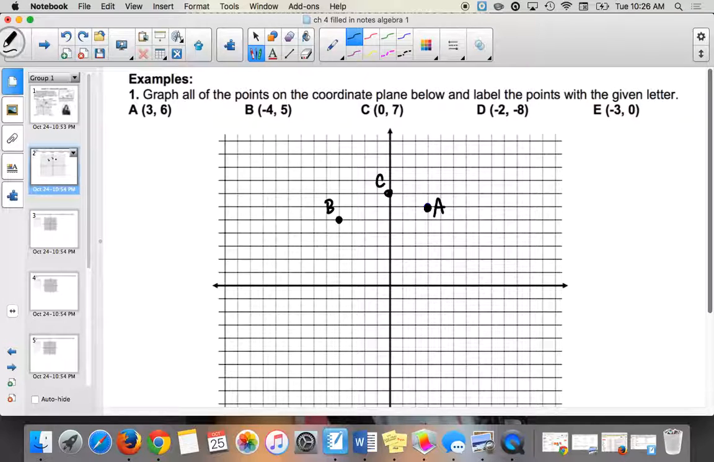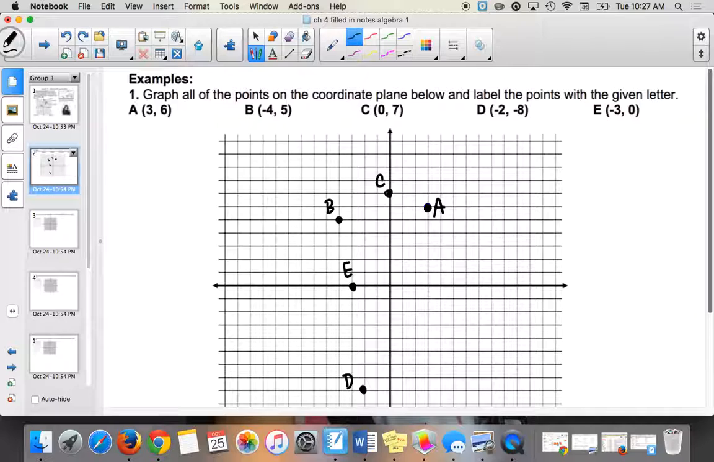All right, D is going to be negative 2, negative 8. Negative 2, and then down 1, 2, 3, 4, 5, 6, 7, 8. So it should be down here. And then E is negative 3, 0. So it should be right here.